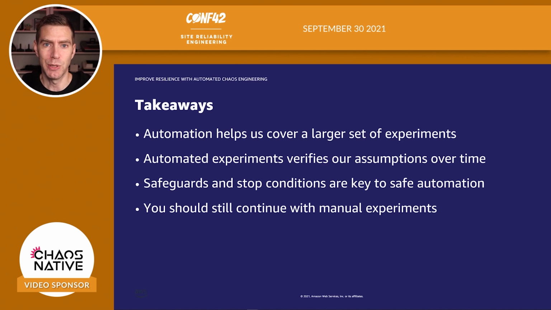And that brings us to a summary with a recap of some takeaways. So automation helps us cover a larger set of experiments than what we can cover manually. And automated experiments verify our assumptions over time as unknown parts of the system are changed. And safeguards and stop conditions are key to safe automation. And introducing automated chaos engineering experiments does not mean that you should stop doing manual experiments.